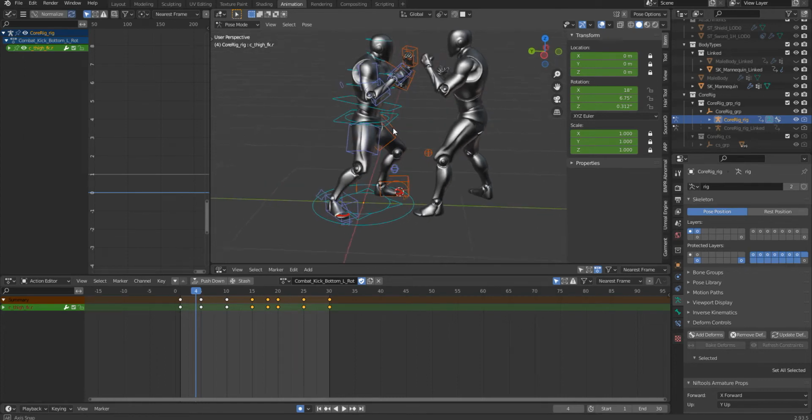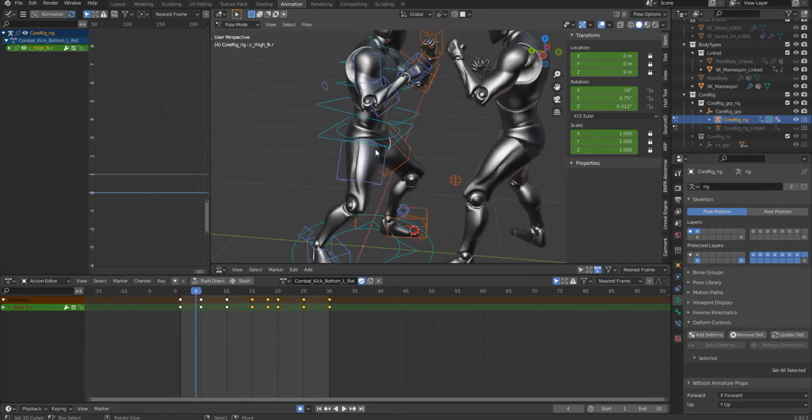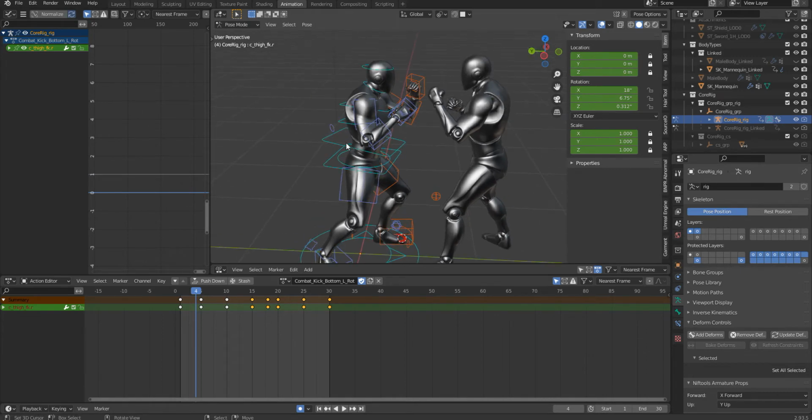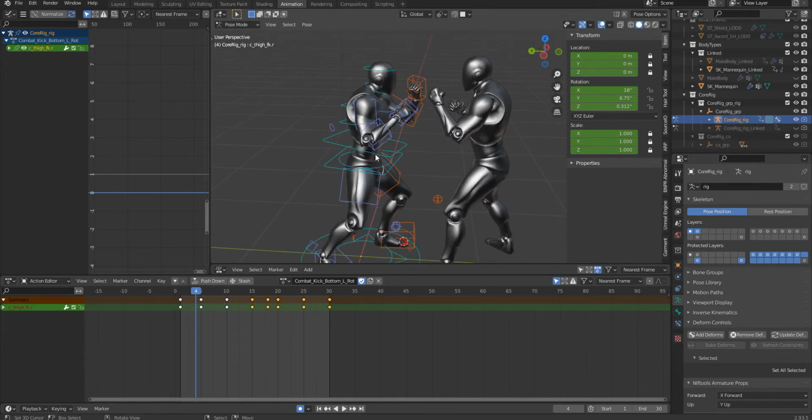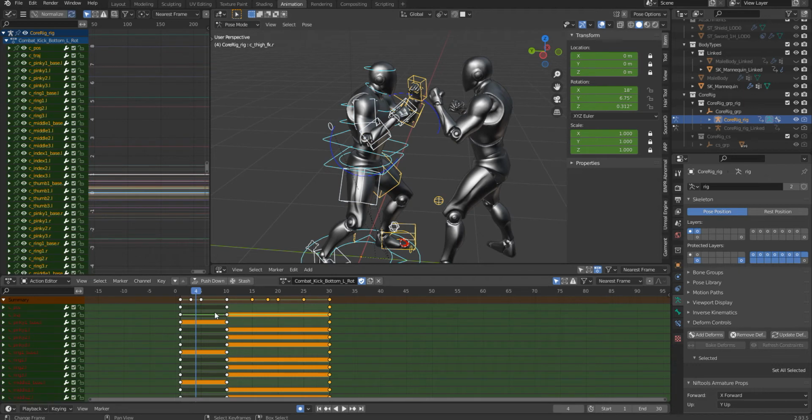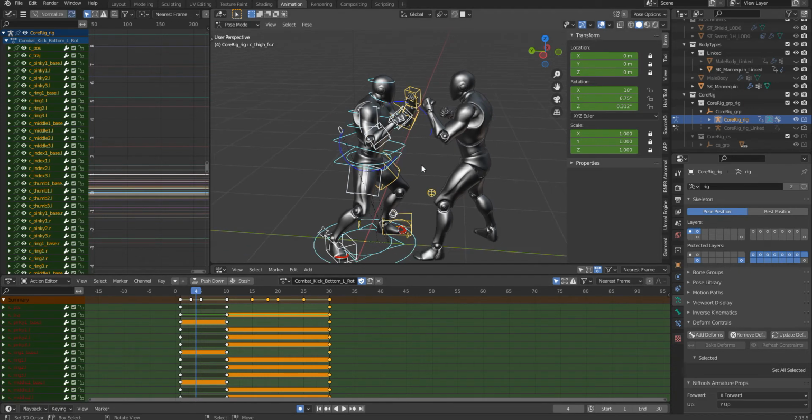Hello friends, my name is Alexander Stockman and today I'm going to show you how to fix rotation problems in Blender. For example, if we have this animation that I made recently, it's simple enough. Just let me show you.